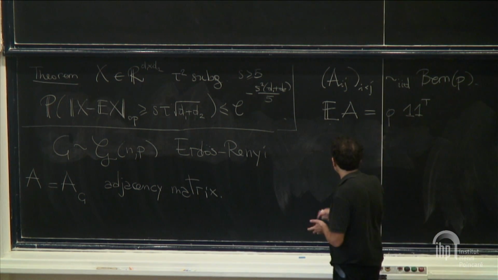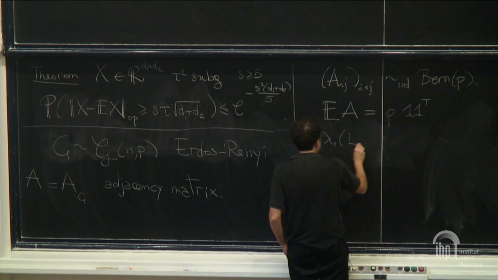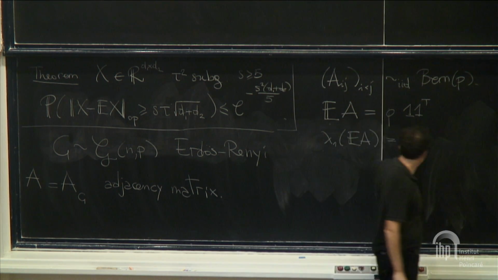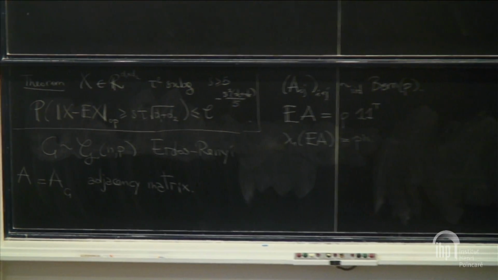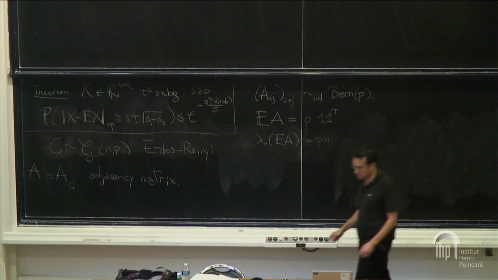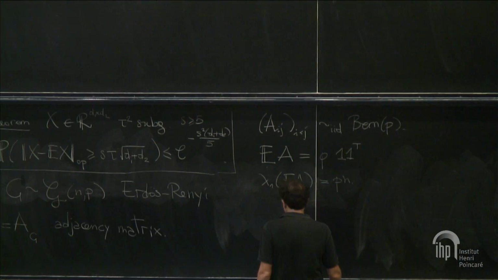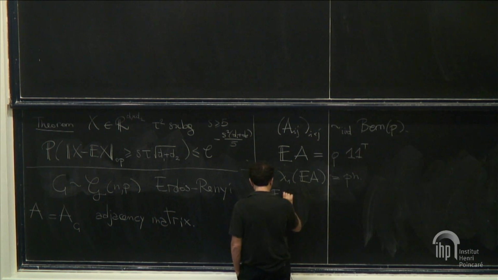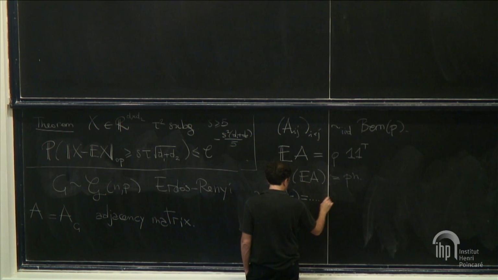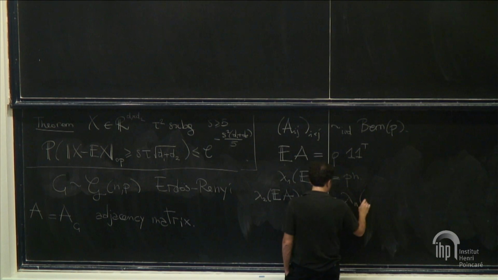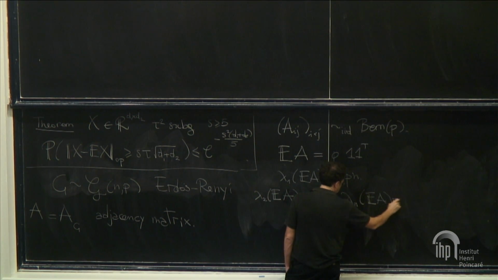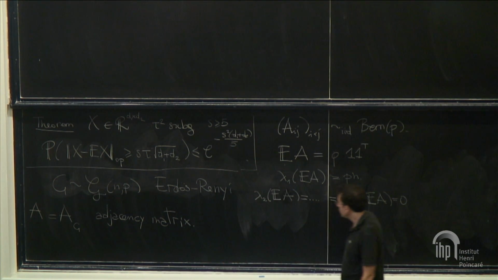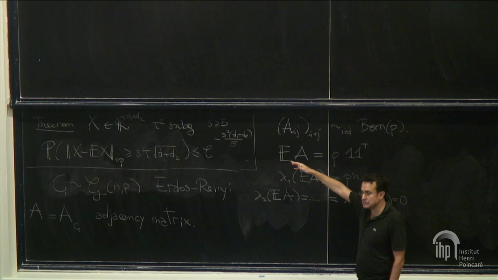So this is the expected adjacency matrix. In particular, the spectrum of this matrix is very simple. The first eigenvalue of this expectation is exactly p times n, because 1 is a vector of length square root of n. And all the other eigenvalues are 0, right? So lambda 2 and so on are 0.